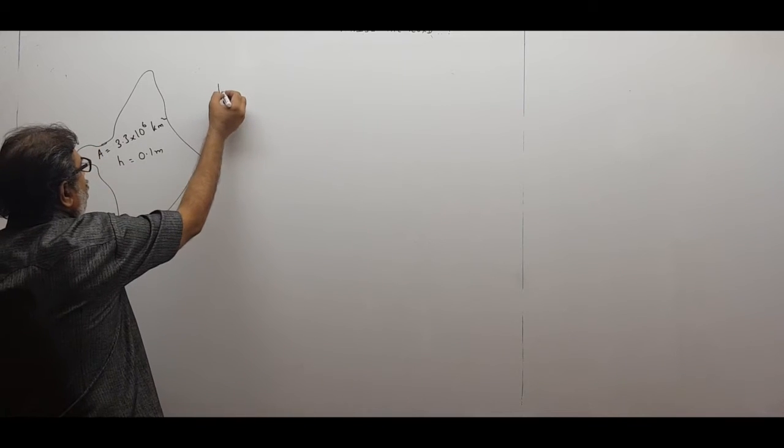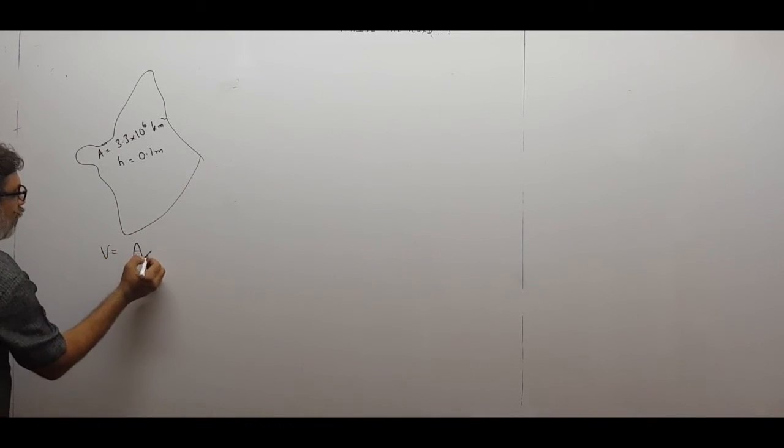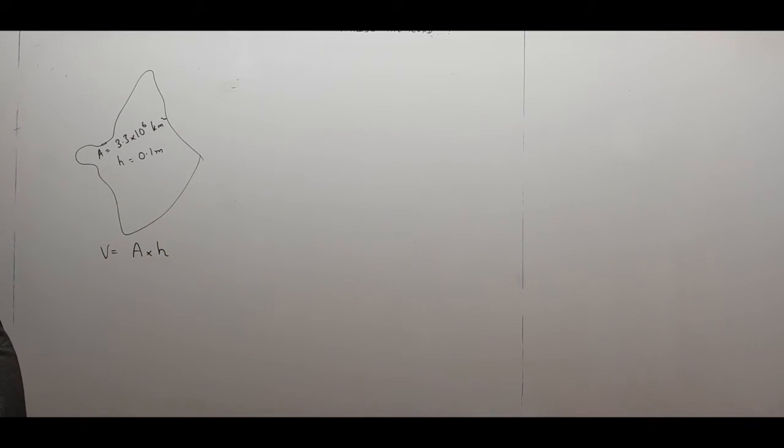So the volume of the water falling will be right over here. Volume will be area into height. I will come to know what the volume is. Area I know, height also I know. This is a rough estimate. He already told that we need a rough estimate.